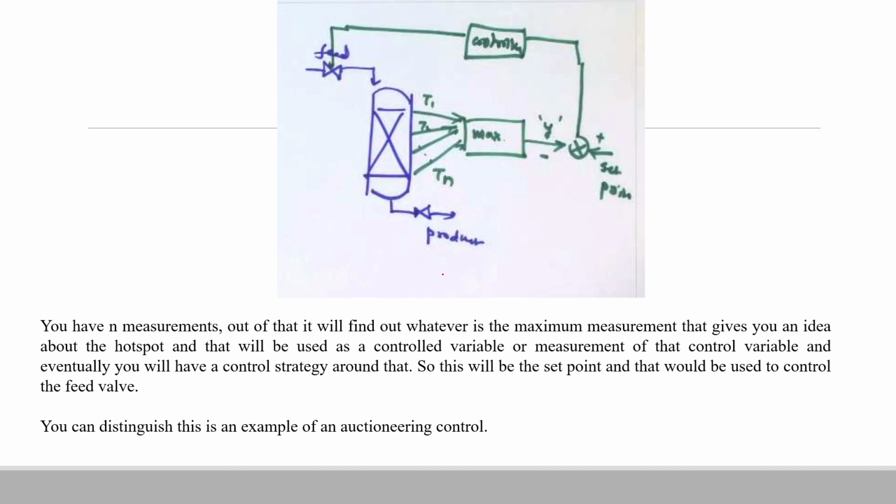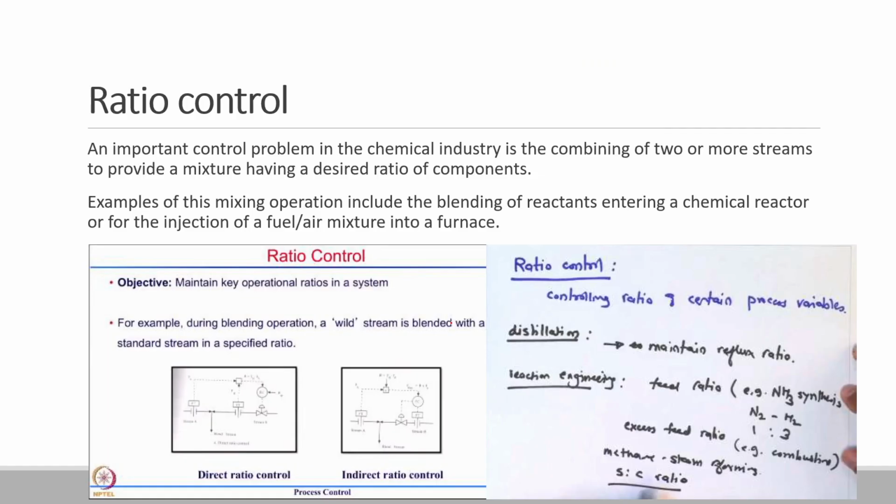So this is an example of an auctioneering control, whereby, of the given measurements, we are taking an auction to find which of the given measurements give us the maximum temperature, and then we are controlling that.